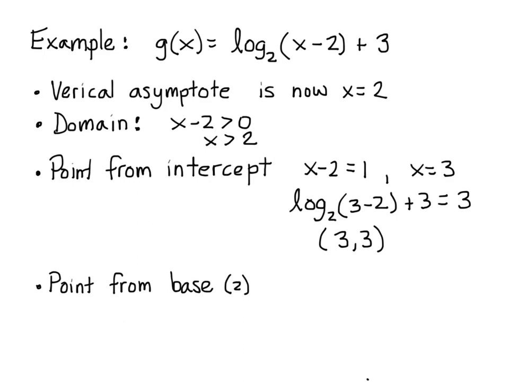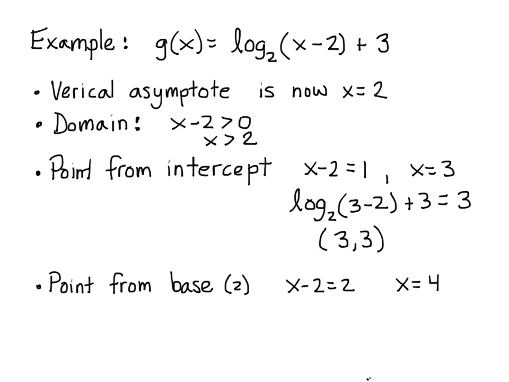Okay, so then we have this, and we also know that log base 2 of 2 is going to equal 1. So what we're going to do is set that expression x minus 2 equal to what we want to find. When x equals 4, the log base 2 of 4 minus 2 is the log base 2 of 2, which is 1. And that gives us another easy point to calculate.